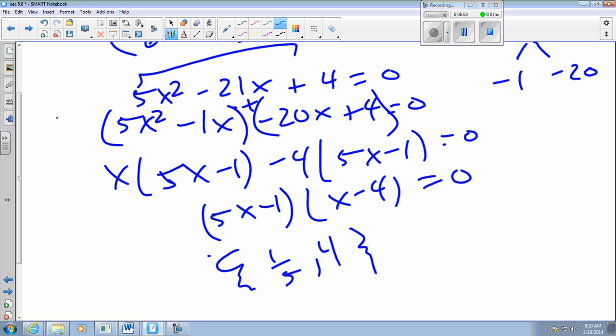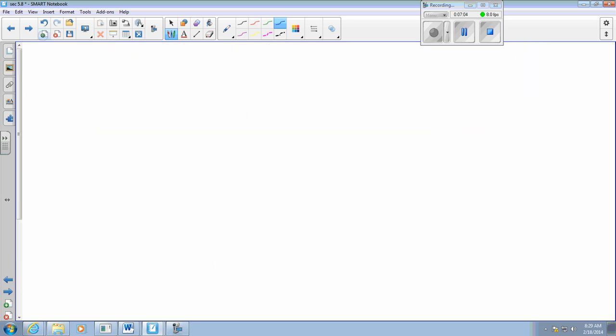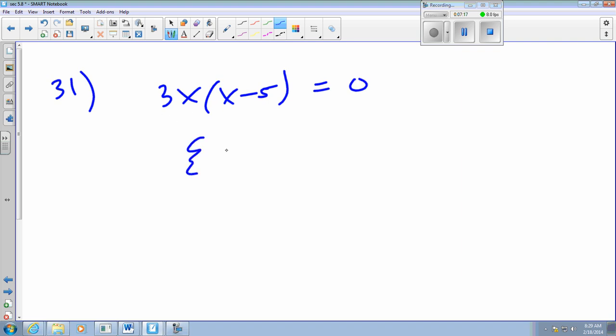The next one we're going to do is question 31. 31 says 3x, x minus 5 equals 0. Since there's an x out front, we know that one of our factors is going to be 0, and the opposite of negative 5 is 5.